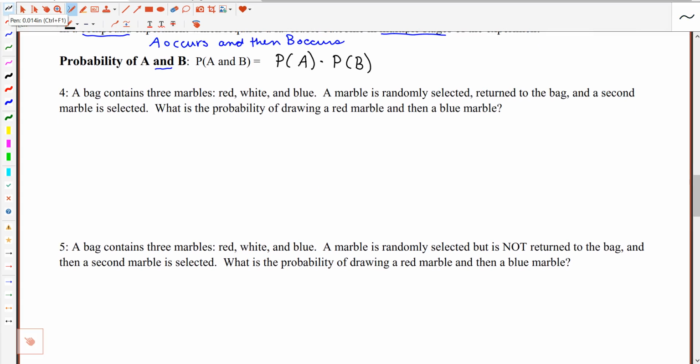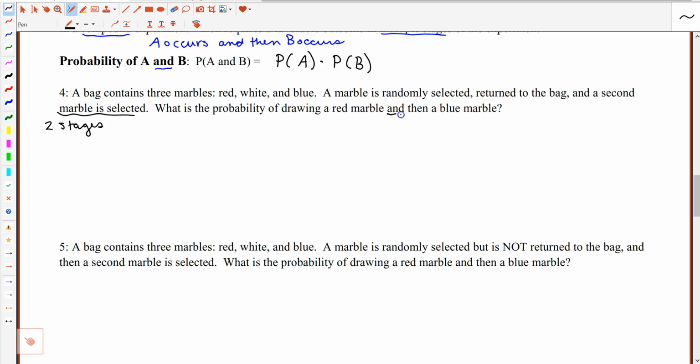A bag contains 3 marbles: red, white, and blue. A marble is going to be randomly selected, returned to the bag, and a second marble is selected. Notice at this point there are 2 stages to the experiment. There's 2 actions that have to happen before the experiment is over. What is the probability of drawing a red marble and then a blue marble?